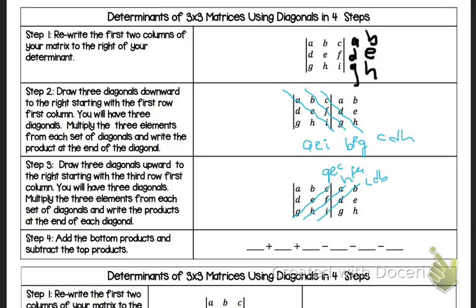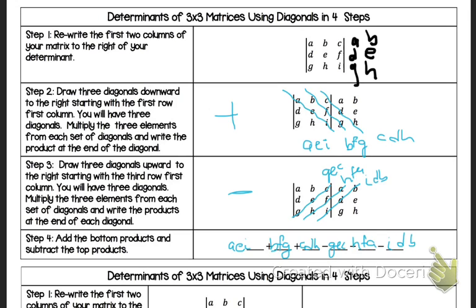Okay, and now that you have those, we think of these ones as the positive products and these ones as our negative products. So we're going to add all the top ones together: AEI plus BFG plus CDH. And then we subtract all of these ones down here: minus GEC minus HFA minus IDB. Okay, and that will give you your determinant. So it's quite a bit simpler than the other method that we did before.